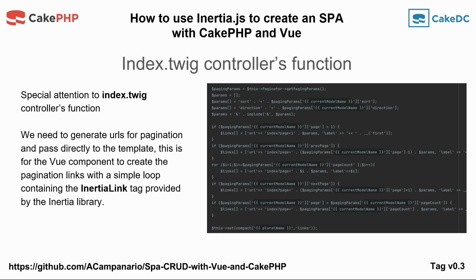Index.twig controller's function. Special attention to this index.twig template and the controller's function. We need to generate URLs for pagination and pass them directly to the template, for the view component to create the pagination links with a simple loop containing the inertia link tag provided by the inertia library.